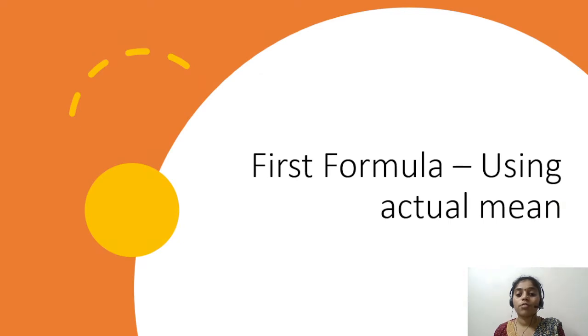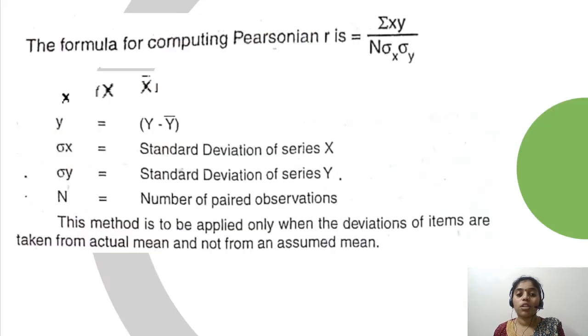Come to the first formula, using the actual mean method. We have the first Pearson's coefficient formula as R is equal to sigma xy by n into sigma x into sigma y. What is this small x? Small x is the difference x minus x mean, that is x bar. Small y is equal to y minus y bar. Sigma x is the standard deviation of the x series and sigma y is the standard deviation of the y series, and n is the number of paired observations.